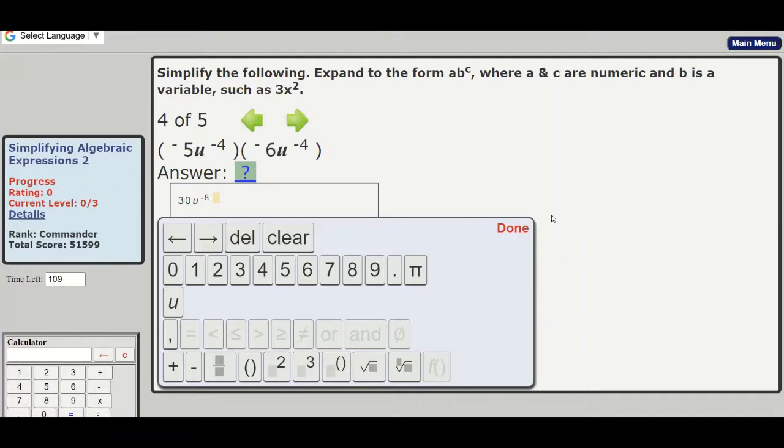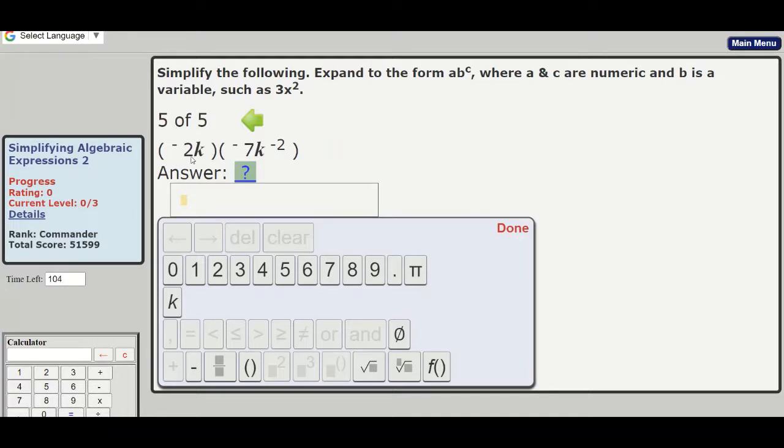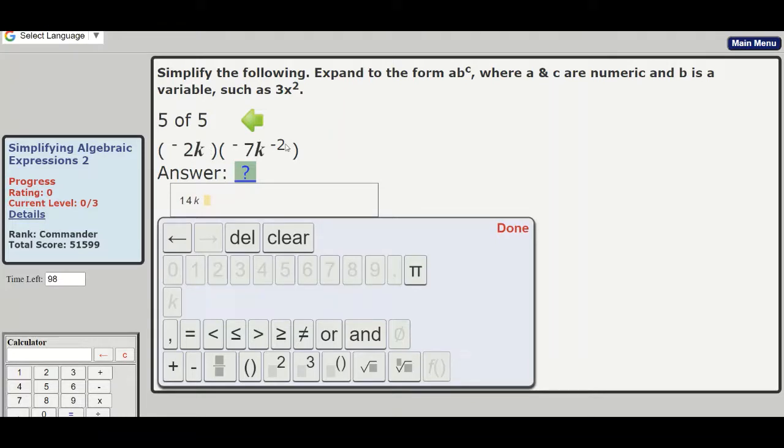Yan, done. Check na lang natin mamaya. Tapos negative 2 at negative 7, edi 14. Kopya ang K. Tapos 1 at negative 2, edi negative 1.